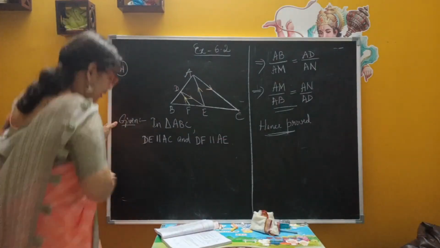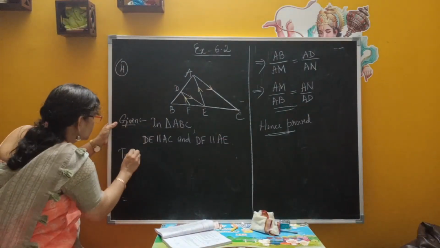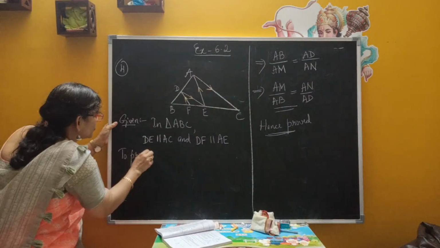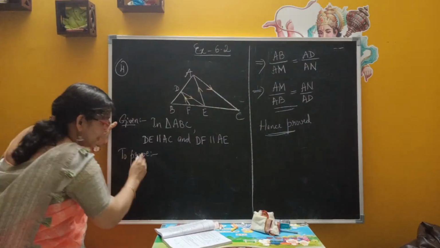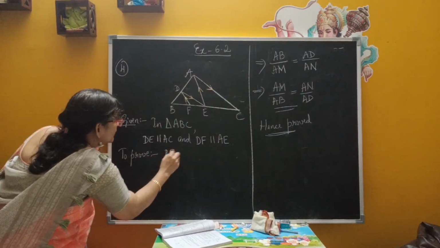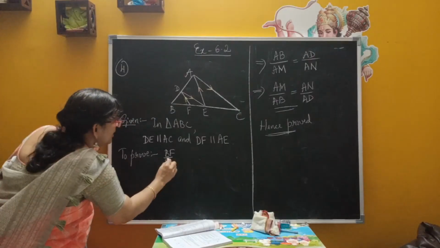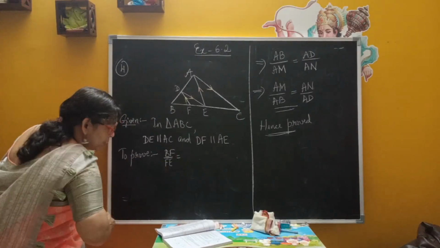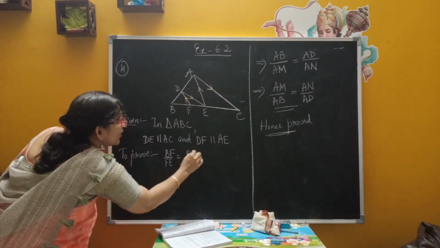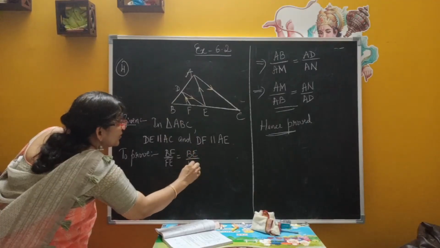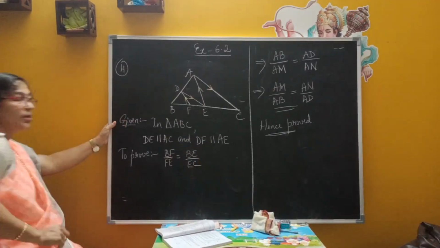Okay. Prove that. What is to be proved? To prove BF by FE is equal to BE by EC. Okay, so this has to be proved.